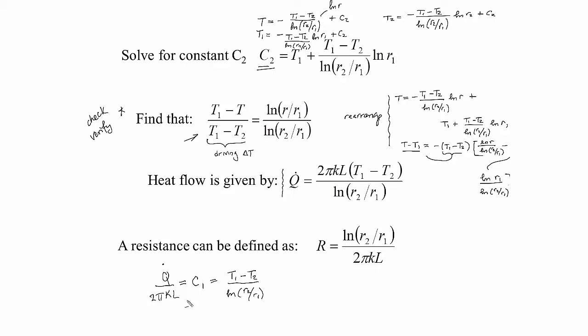So this is from the last screen. Given this, we arrive at the definition of Q dot by simply multiplying 2 pi KL by this parameter. If we always think about the resistance in conduction problems as the potential, the driver, over R, we quickly see that the resistance for these cylindrical systems is ln R2 over R1 over 2 pi KL. This is the result that we want to hold on to. All right, so that's the cylindrical system. Let's take a break with that.